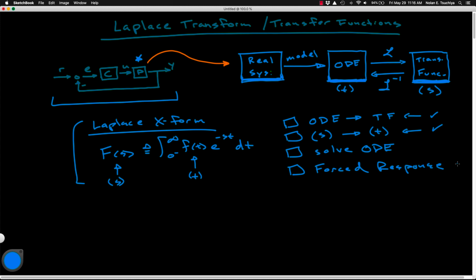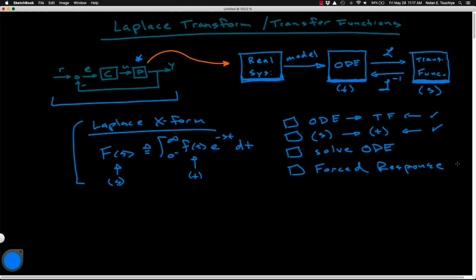A forced response is essentially if you have a transfer function and you know what input you want to apply, right? The input is called a forcing function, which propagates through the system dynamics and produces an output. Well, you can actually compute that output if you know the transfer function and you know the input that you want to apply. And that's very powerful.